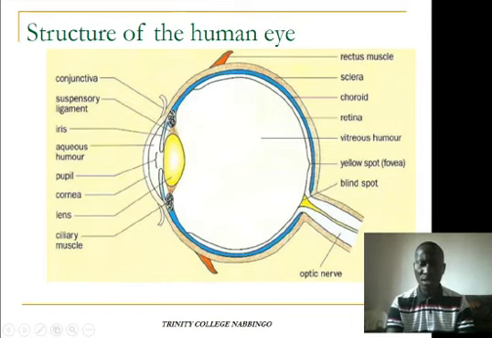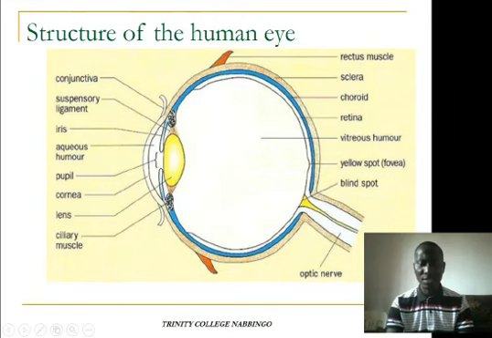The retina has many photosensitive cells where the image is formed. Then you have the vitreous humor, a transparent liquid responsible for reflecting light onto the retina. Then the yellow spot or the fovea, which has many cones, so it is responsible for forming a clear image.